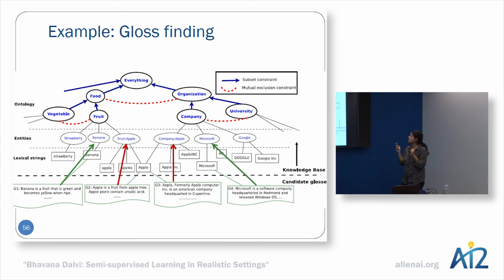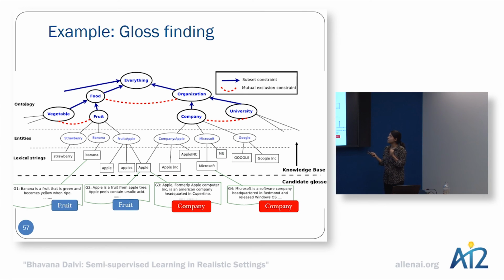So instead, what we decided to do is classify these glosses. If we know that this apple in this gloss is referring to fruit, then we can definitely assign it to fruit apple in our knowledge base. But we don't even have these labels. There is no training data. So how do we do it?